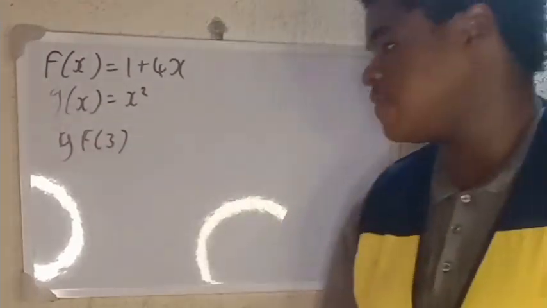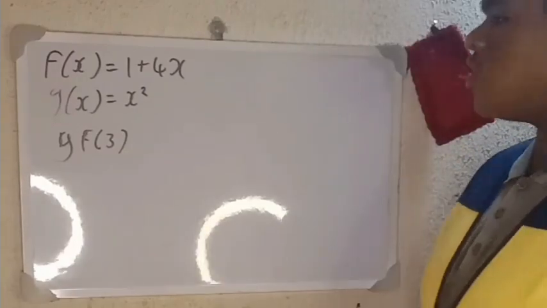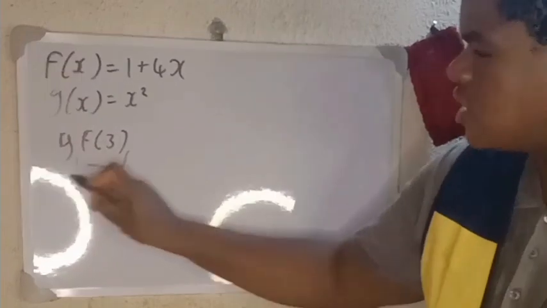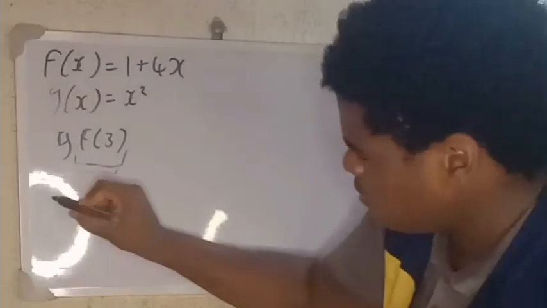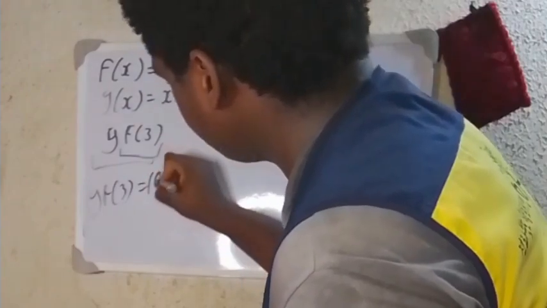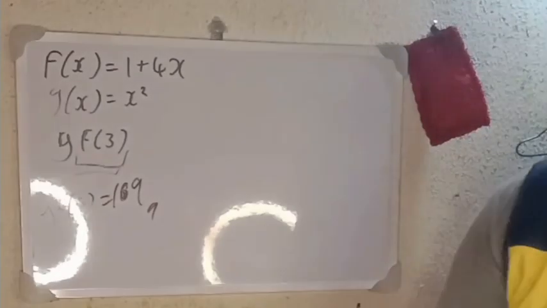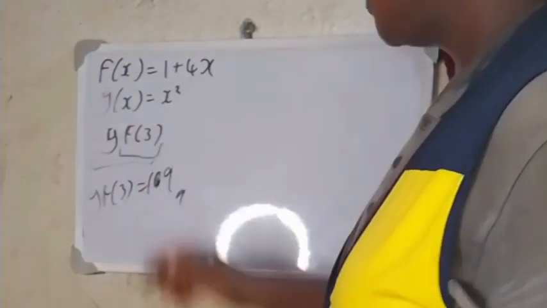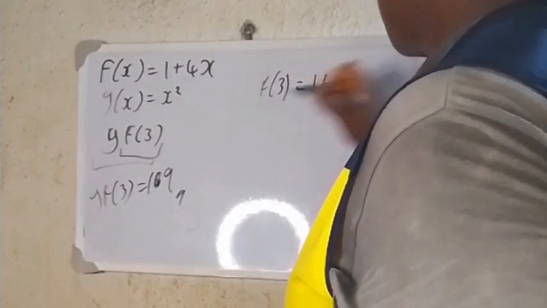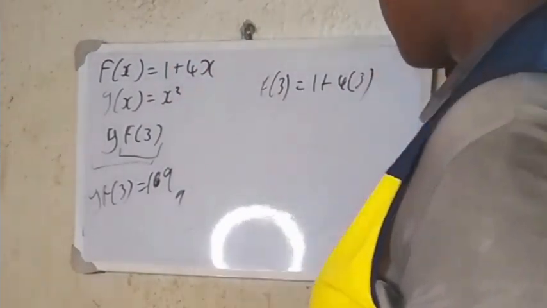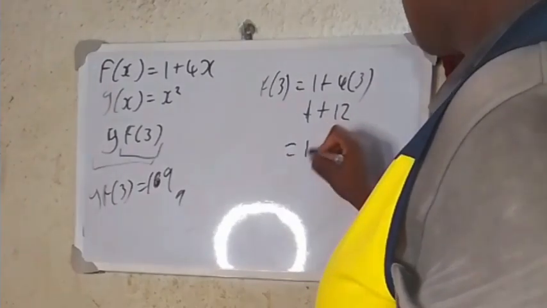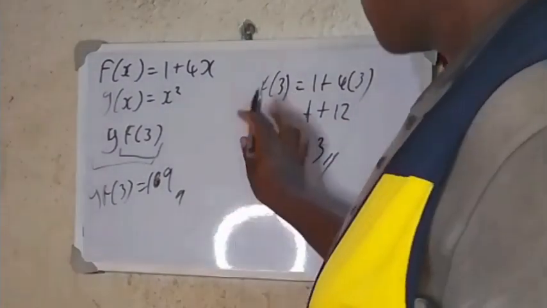Okay, so now let's solve for g of f of 3, the shorter method. Now, the shorter method is to first of all find out what f of 3 is before you put it back inside the equation. Remember, we just solved for g of f of 3 and it gave us 169. Now let's see if this shorter method will give us the same answer. Okay, f of 3 is equal to 1 plus 4 times 3. That will be 1 plus 12, which is equal to 13. So f of 3 is 13.